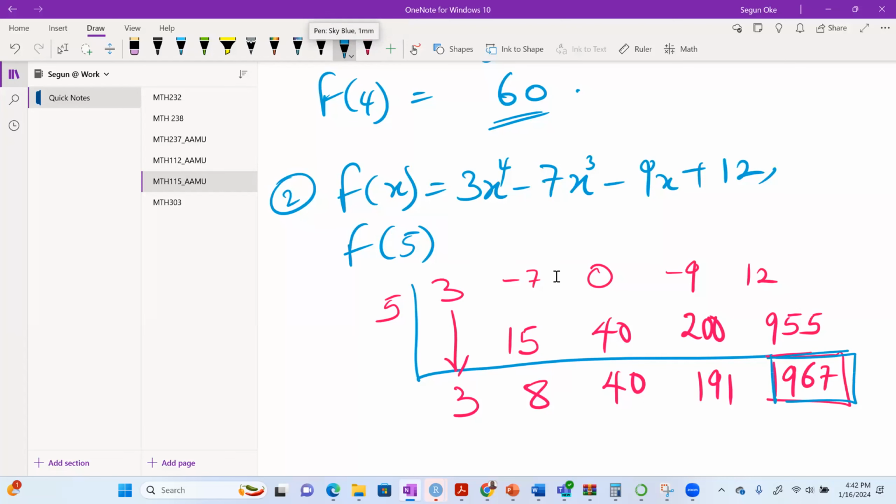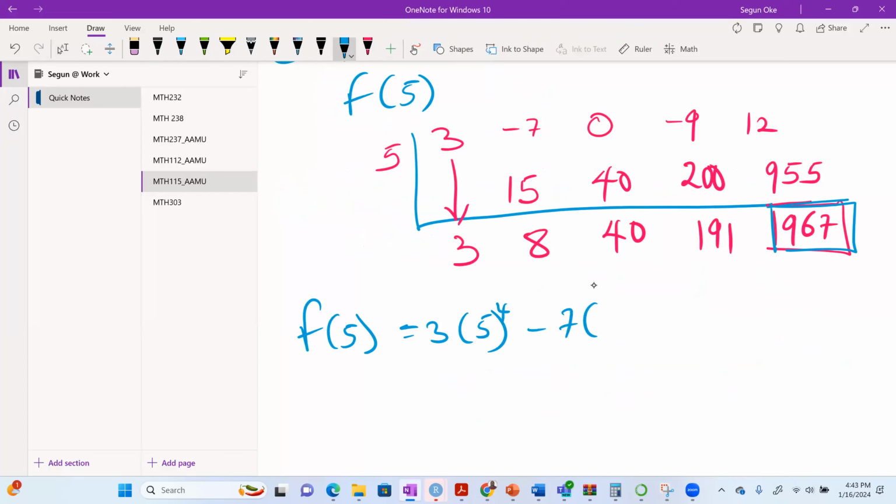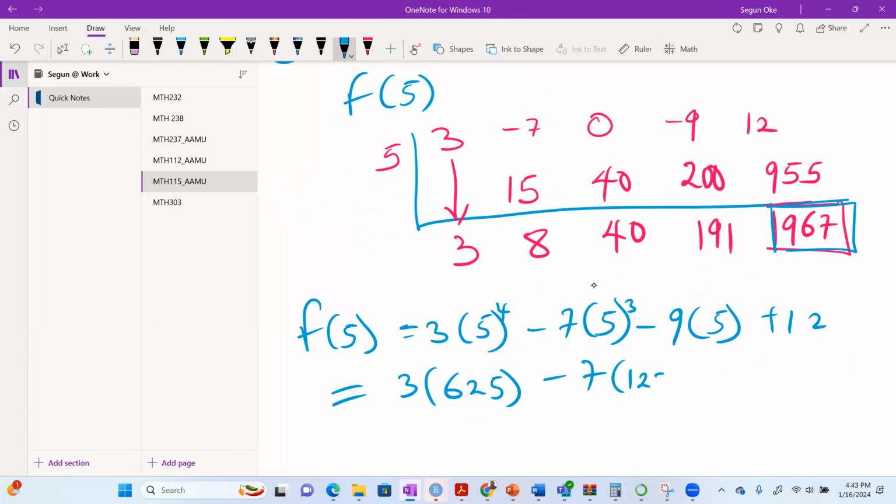So if you try it, put your f(5) into your equation. It says 3 into 5 raised to the power 4 minus 7 into 5 raised to the power 3 minus 9 into 5 plus 12. If you do it very well, you have 3 into 625 minus 7 into 125 minus 45 plus 12. You calculate it very well, you have 967.